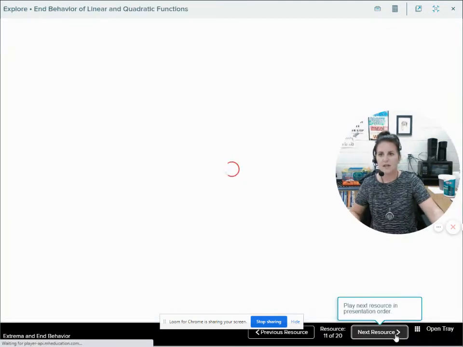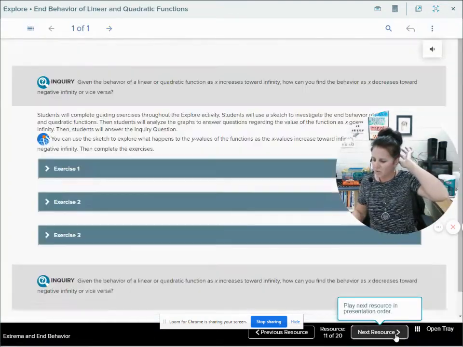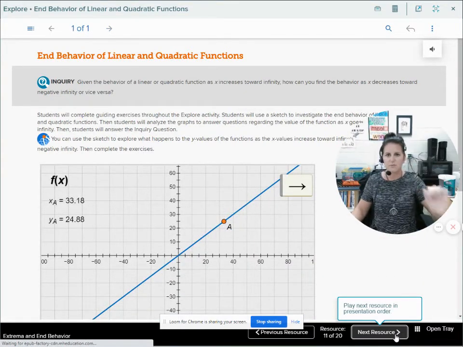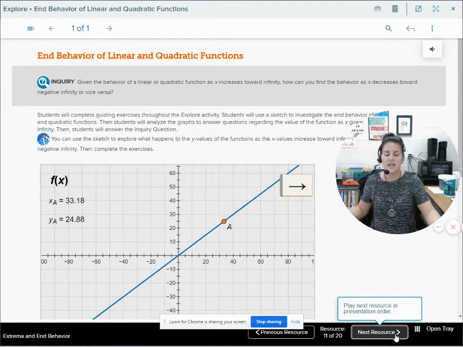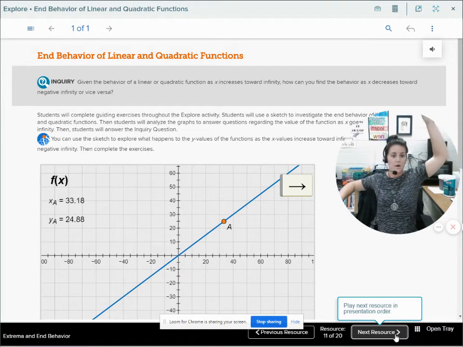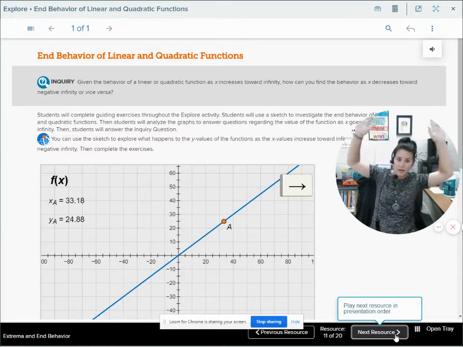Sorry. Let's look at some end behaviors and what end behaviors look like. What are end behaviors? Some important vocabulary. End behavior is exactly what it sounds like. What's happening at the ends of the function? Are they going up forever? One end's going down, one end's going up, both ends are going up, both ends are going down?